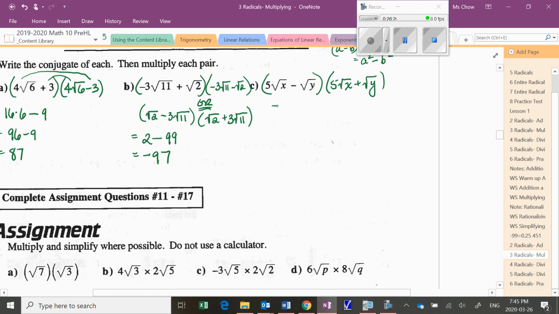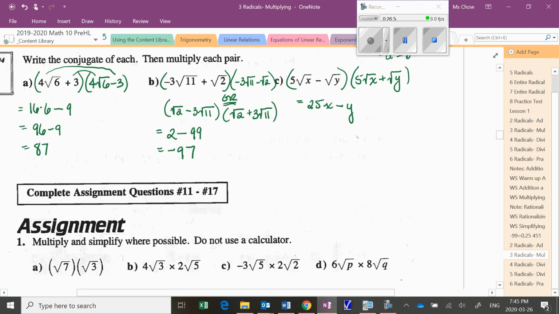So in this case, 5 root x times 5 root x is 5 times 5 or 25. Root x times root x is just x, and then minus root y times root y is just y. So that of course is not an integer because we've got variables to begin with, but again you can notice that we have no radicals.